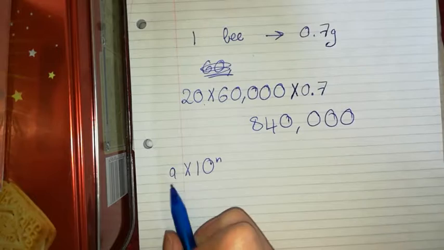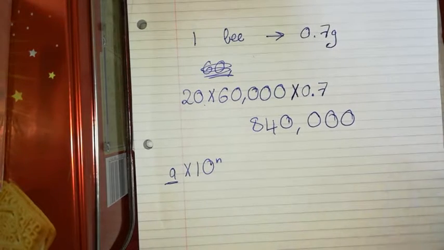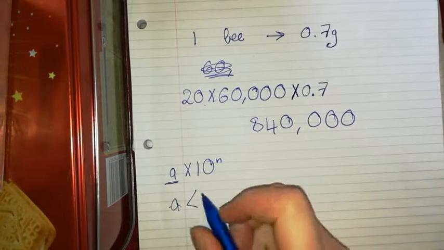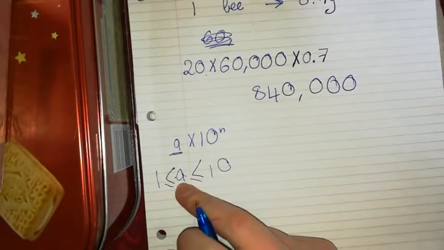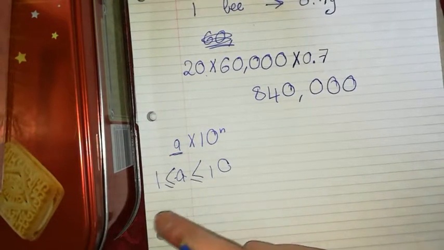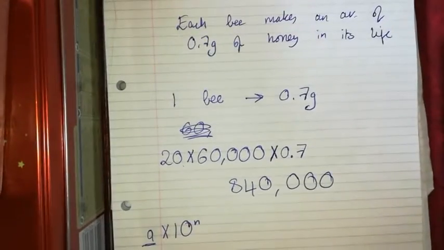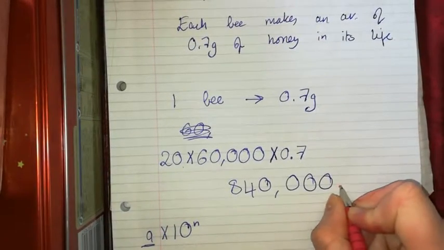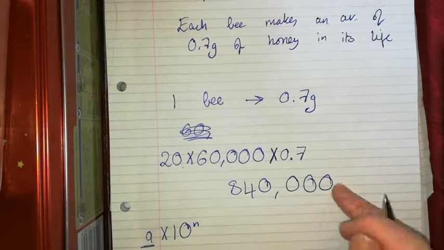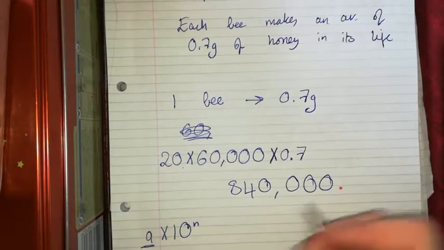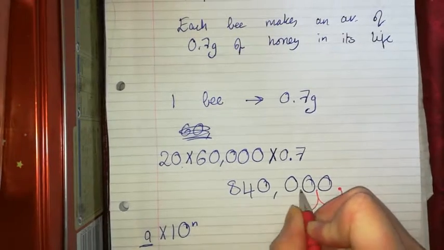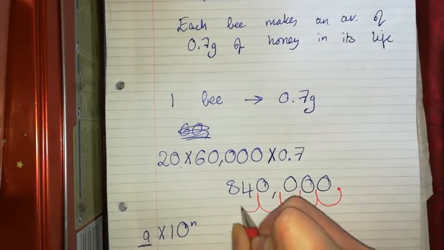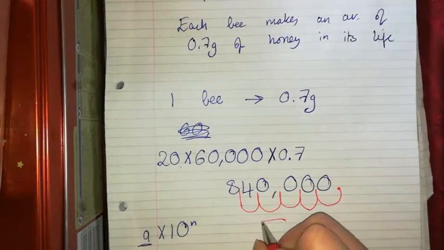where a is between 1 and 10. So a is greater than or equal to 1 and less than 10, so between 1 and 10. So what I would do is I'd say, well, my decimal point is here right now. If I want to make this number smaller, I'm going to have to move my decimal point in. So I'm going to count the jumps. 1, 2, 3, 4, 5. So I had to bring it in 5 jumps.